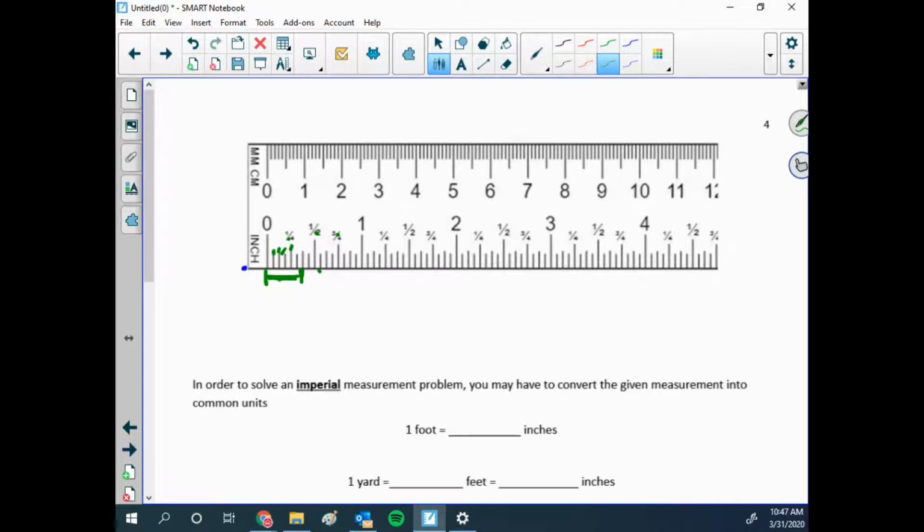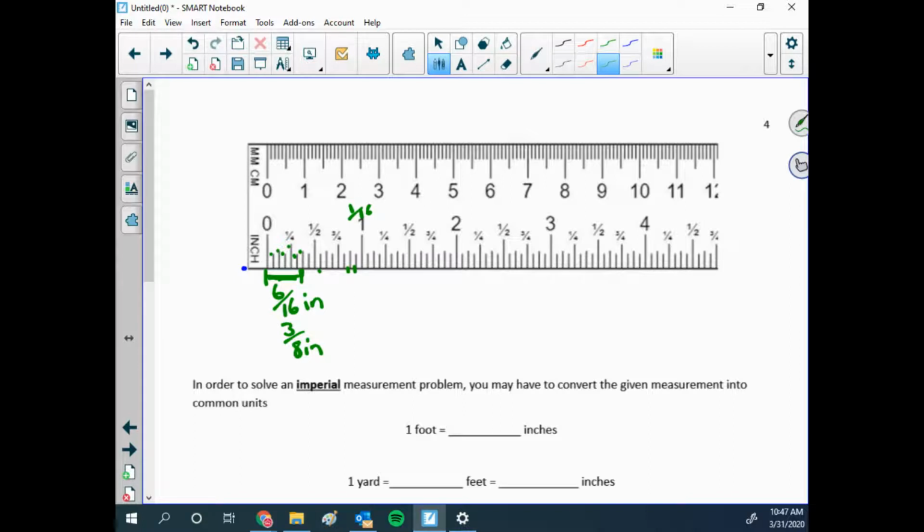If I count them, each tick mark is actually worth 1/16. So there would be 1, 2, 3, 4, 5, 6 16ths of an inch is what that would measure. Now, usually I wouldn't say 6/16ths of an inch, because I can put that as a fraction in lowest form, which is 3/8 of an inch. Okay, so every tick mark on here is worth 1/16 of an inch.